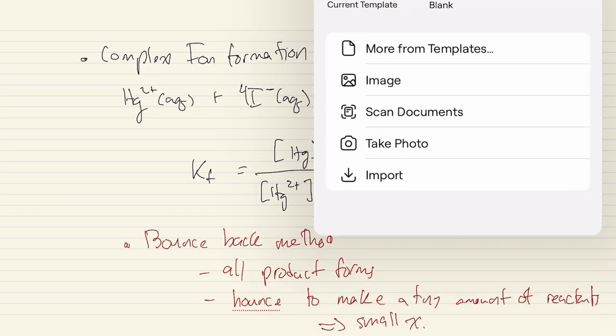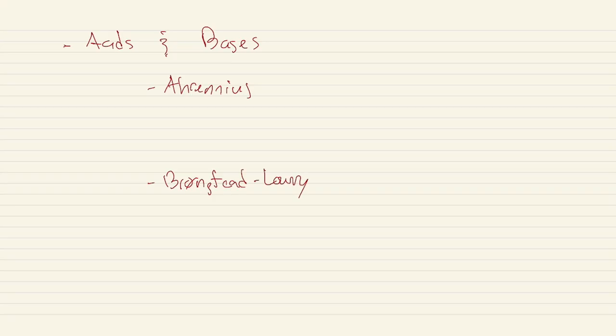All right, so for the acids and bases, we discussed two different definitions last time. One was the Arrhenius definition, and the other one was the Bronsted-Lowry definition. And so what was the Arrhenius definition for an acid? How do we define an acid in those terms?